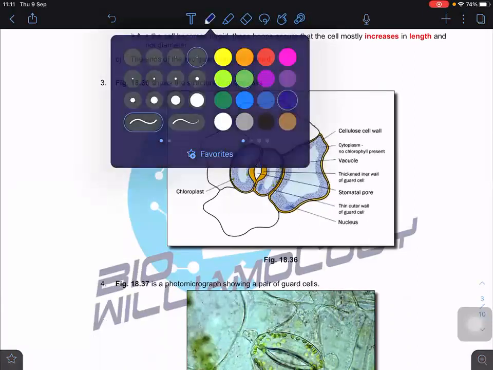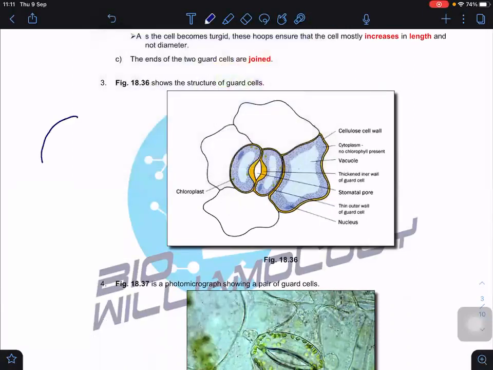Sorry. Now we have guard cells. So these guard cells join at two ends. Now what we want to do here is make the guard cell turgid in the process. When it is turgid, they expand.